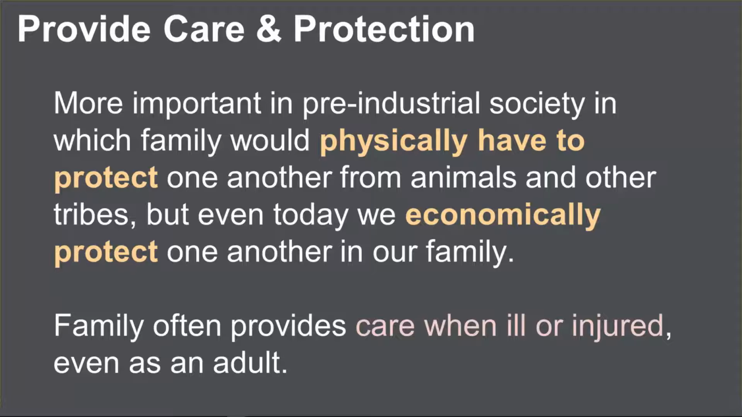The family also provides care and protection, more so in pre-industrial societies. So a long time ago, they physically protected one another from animals, from other tribes. Today, it's much more of an economic protection. You or your parents or whomever is working in the family, that is an economic form of protection, different than what you would have had to do decades or hundreds of years ago, physically protecting. And often the family provides care when ill or injured. Now, that's not always the case, but largely it is still the case that even as an adult, your family is the one that provides that care to you. It's not necessarily a hospital or institution. They often kick you out the door a couple days after surgery, and then it's up to you and your family to care for yourself.